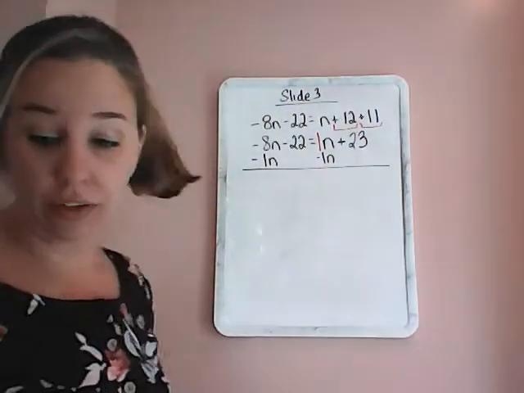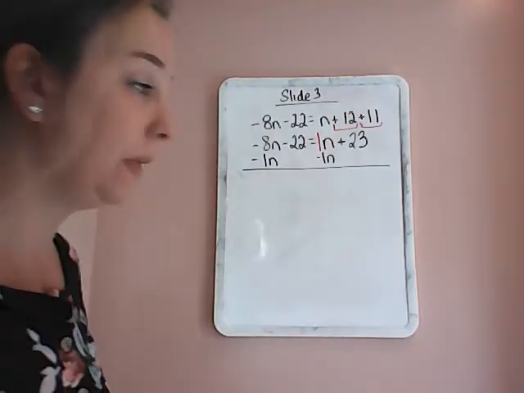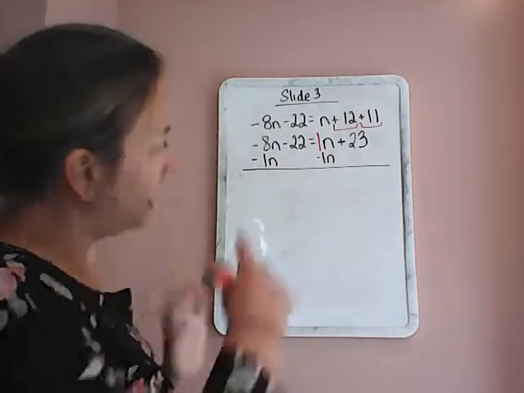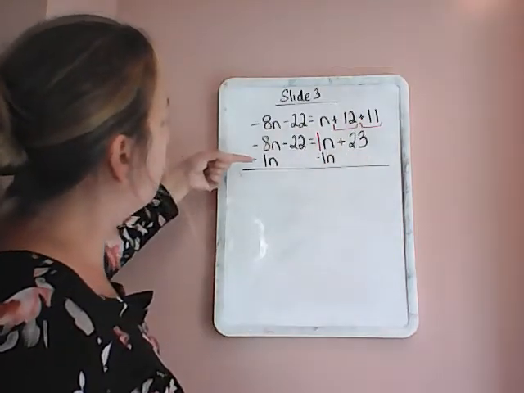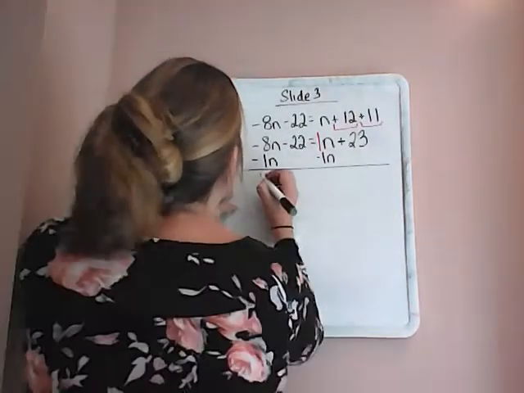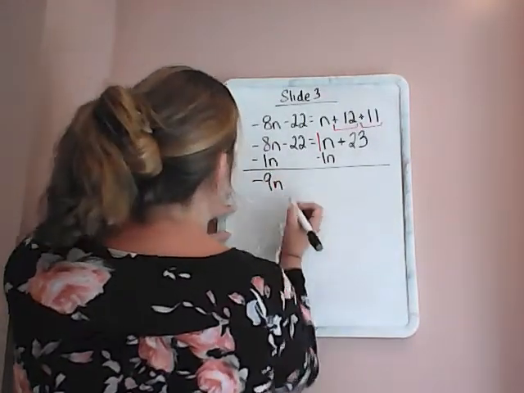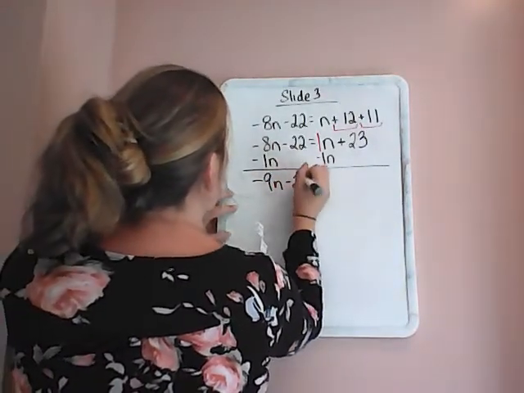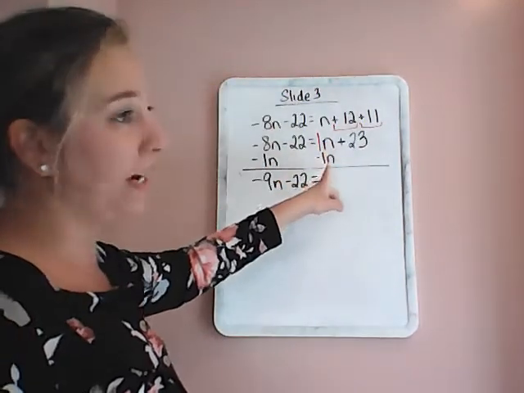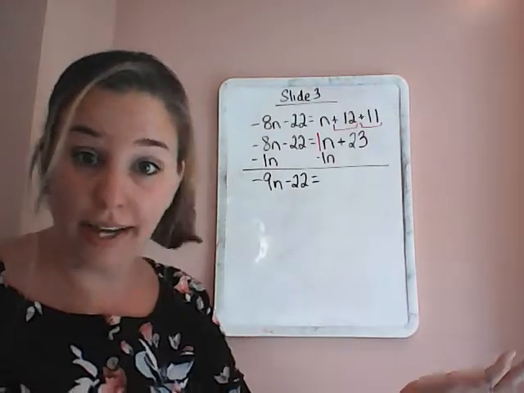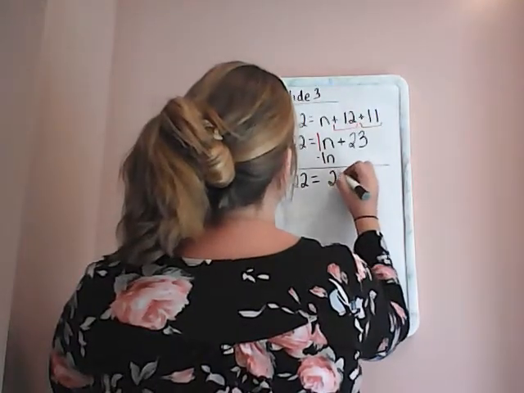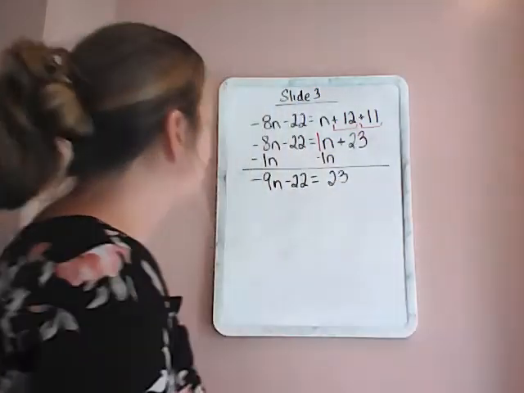Now, if you decided to go the other way, that's cool too. I just decided to go this way. And I'll show you in a minute the other way. Negative 8n minus 1n, that is your negative 9n. The negative 22 comes down, the equal sign comes down. 1n minus 1n are no n's, there's nothing there, that's why we did it. And now this 23 comes down.